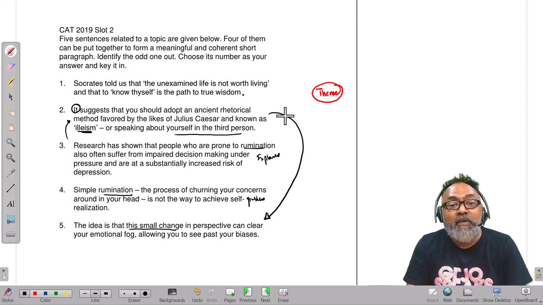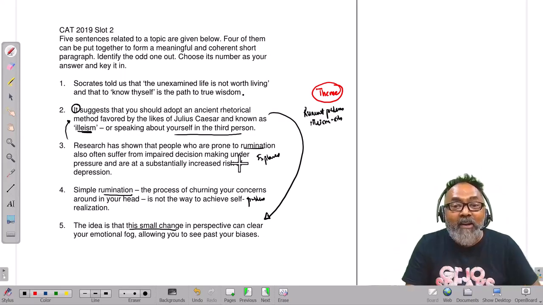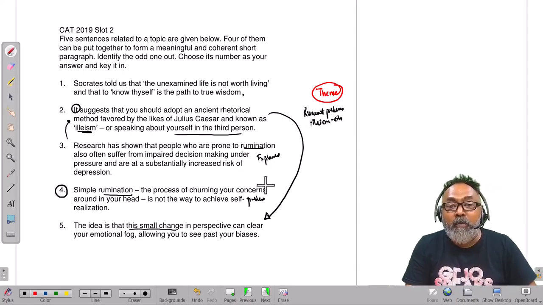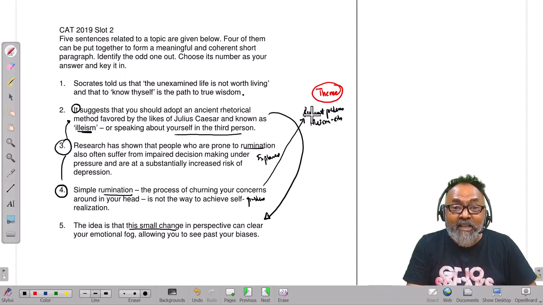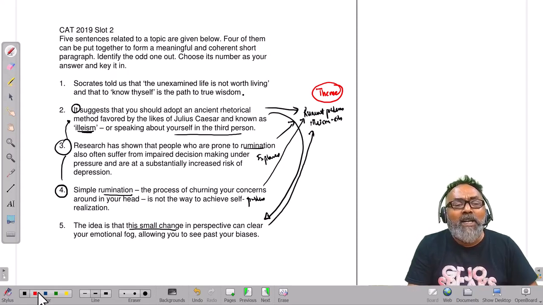What is the theme here? Theme is talking about the problem with rumination and the possible Iliism as a solution. That's the theme that I get. Now, sentence number 4 is talking about simple rumination is a problem. Sentence number 3 says the research says that yes, it is a problem. Okay, so we have a counter to it, which is Iliism. That is aligned to this. And the idea of that small change is this. What is this doing?